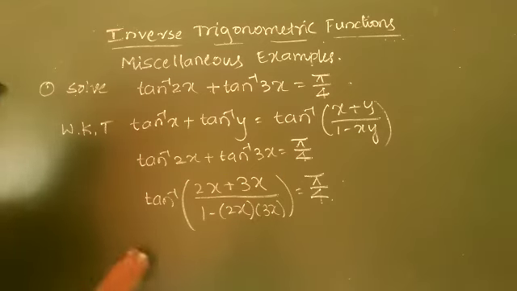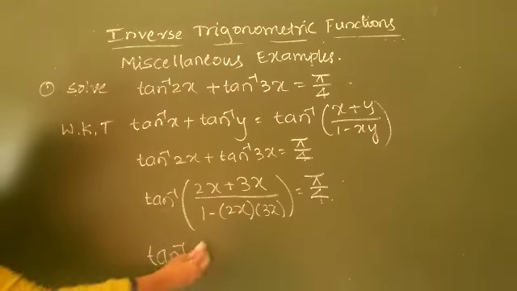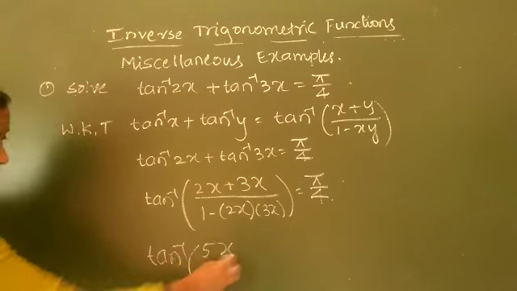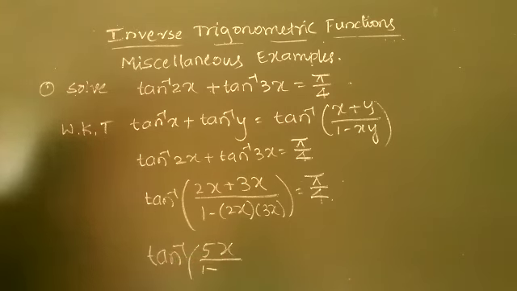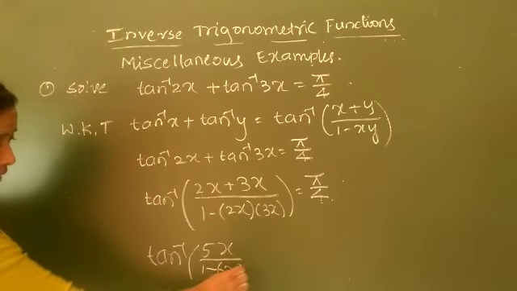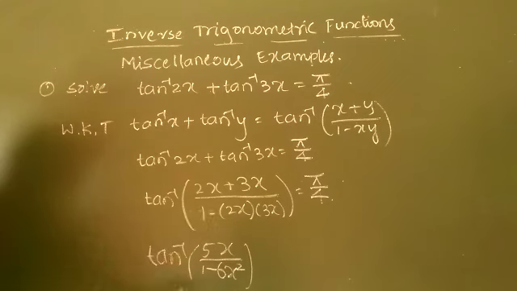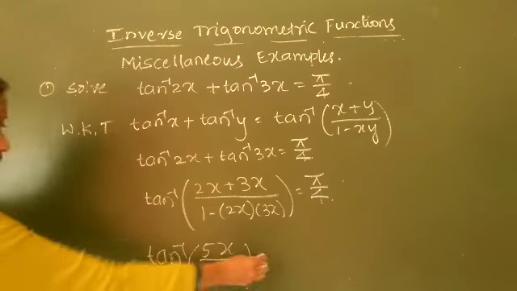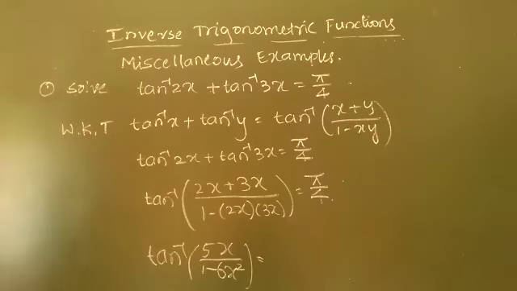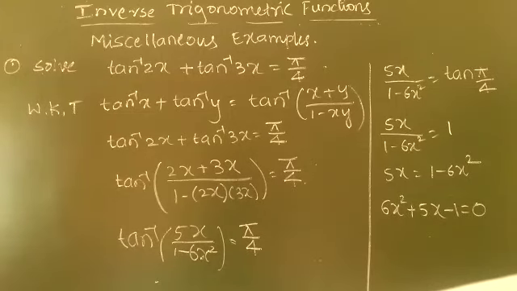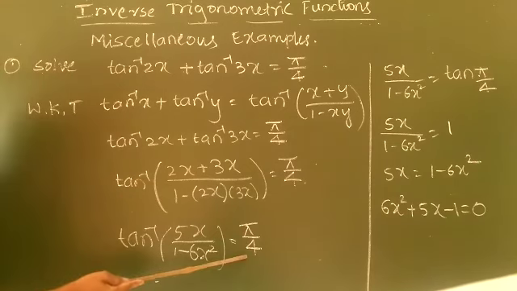Next, you simplify. What is that? Tan inverse of 2x plus 3x is 5x, divided by 1 minus 2 3s are 6, x into x, x square. Remember this one, x into x is x square. 3 2s are 6. Don't write 6x or 5x, it is 6x square, is equal to pi by 4. Next, tan inverse of 5x divided by 1 minus 6x square is equal to pi by 4.